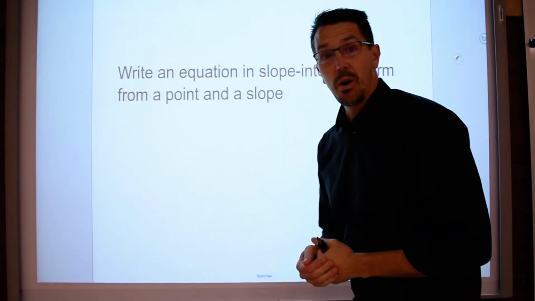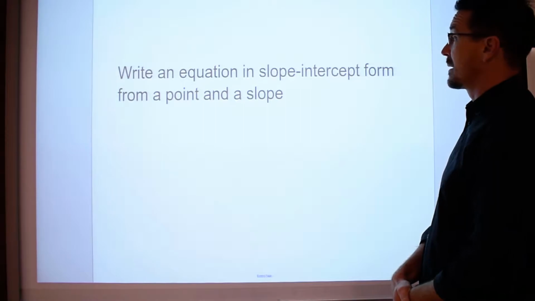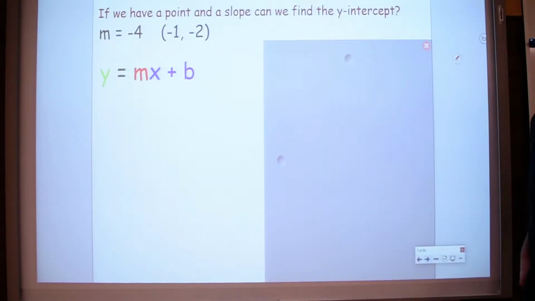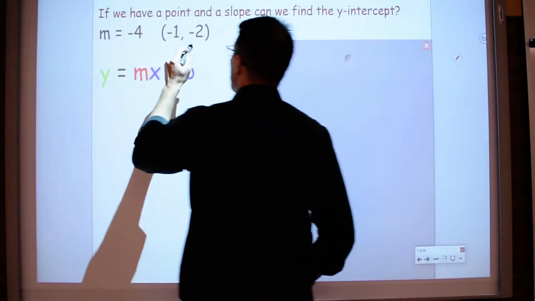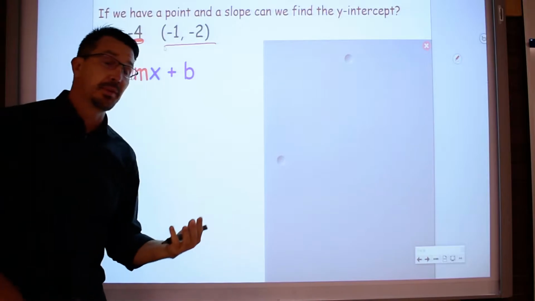Okay, now we're on to the next video. The next video is write an equation in slope-intercept form from a point and a slope. So, we have a point and a slope. And so you could just graph it, but there's actually another way.